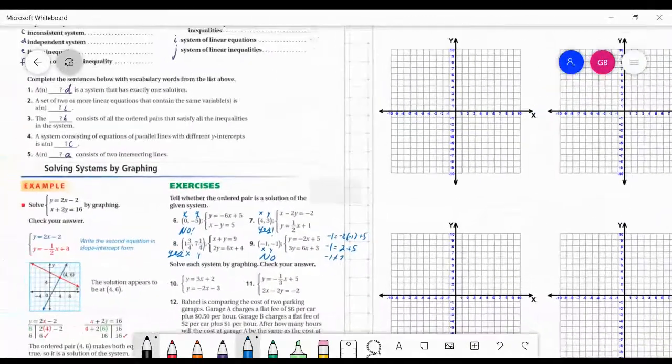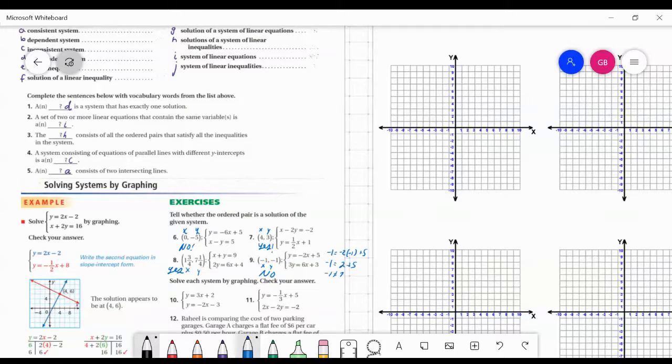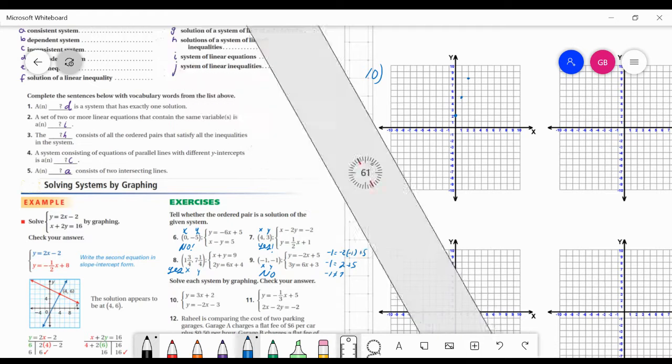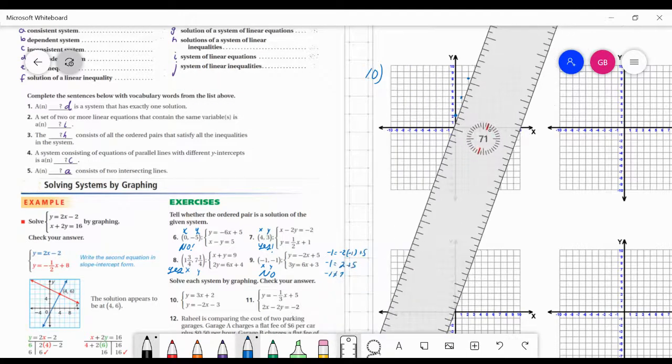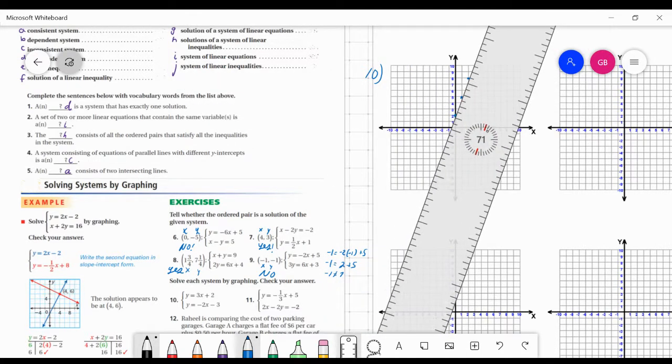Okay, let's do number 10 up here. Let's do the first one in blue. So y is 3x plus 2. So the y-intercept is 2, and then the slope is 3. So I'm going to go up 3 and then run 1. Up 3, run 1. Okay, so here's my line.